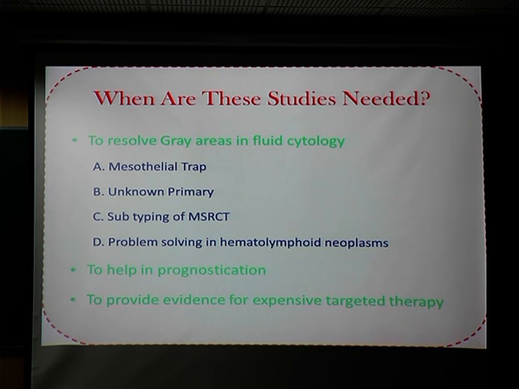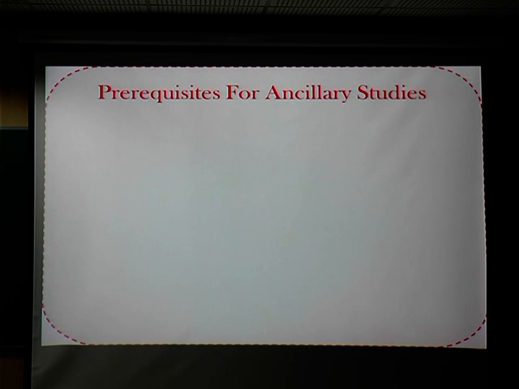If in a lung carcinoma you are able to type it on fluid cytology using cell blocks as small cell carcinoma, then there is definitely a hell of a difference in management of the patient, because they get that exact targeted therapy. Now, what are the prerequisites of ancillary technique?